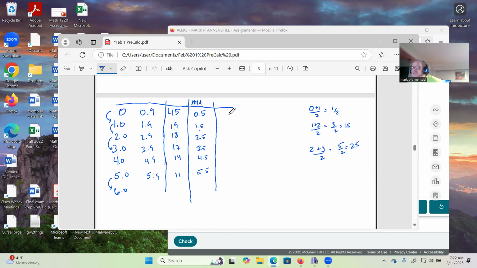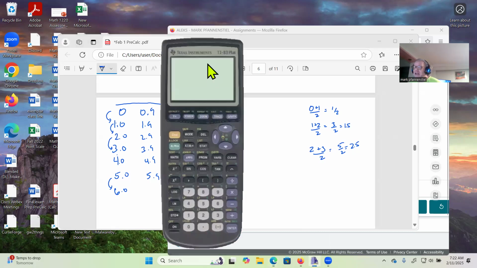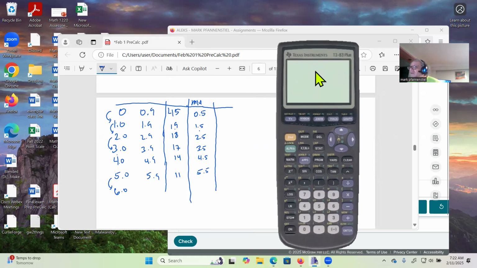Now, I do not want you to have to do this by hand. Please, we have a calculator. You live in the 21st century. Enjoy the fact that you live in the 21st century, at least a little bit. So we're going to bring up our calculator. This is a TI-83. The TI-84s are a little bit nicer as far as figuring things out, but this is what you do with you guys.